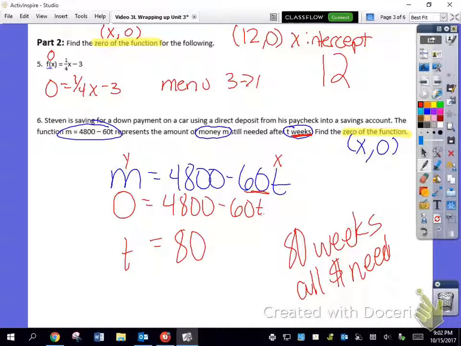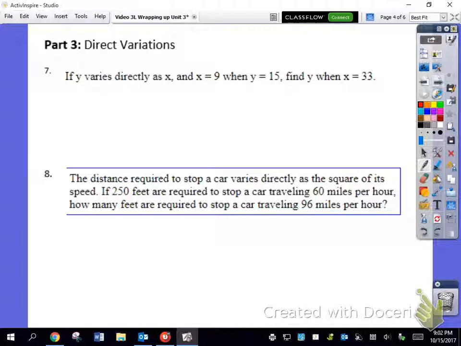Part 3, direct variation. Now remember, when you see varies directly, this is when you're going to set up a ratio proportion. So y over x. Now make sure that you're careful. Here is x and here is x, so x is going to go on the bottom, and they have y, and there's y, and y is going to go on the top.